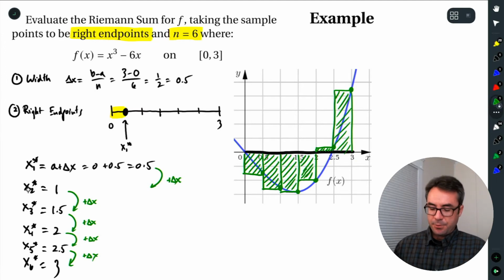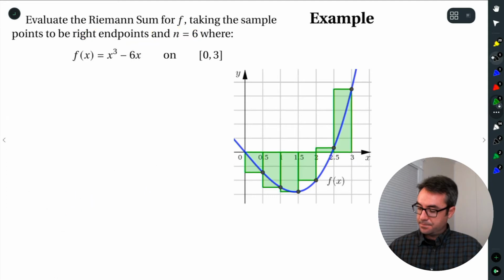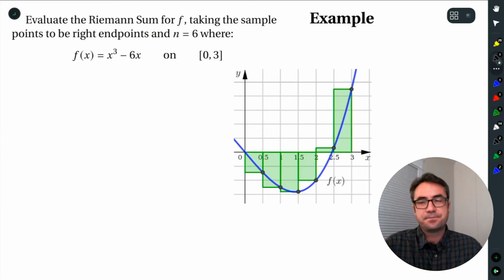All right, so these sample points, these right endpoints, they're telling us where to draw in our approximating rectangles. All right, so now this is the setup here. Now let's actually do the calculation. All right, so there are the approximating rectangles that we just drew in.